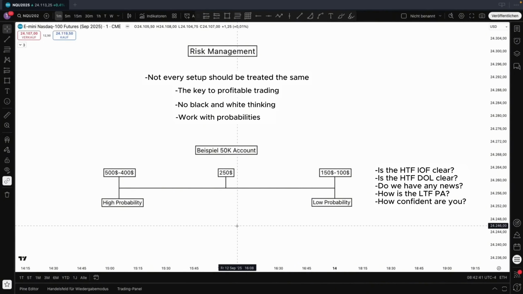I hope the video was understandable so far. Risk management is incredibly important, and as I already said, you should be able to master the strategy well enough to evaluate setups. Anyone who has good risk management, as I mentioned at the beginning, already brings the fundamental building block for profitable trading. Because those with good risk management have low losses and, on average, high or higher profits. And that's the goal of every trader.